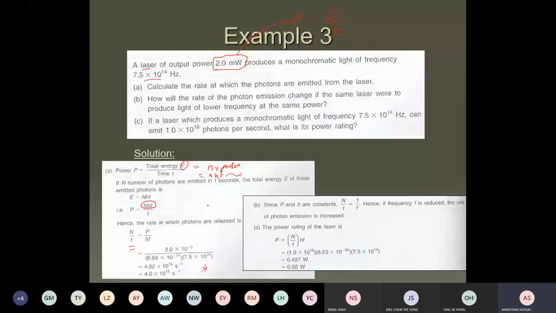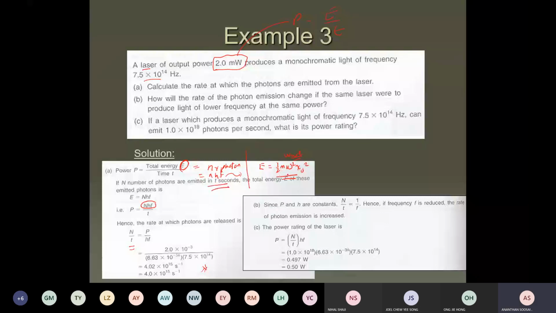Something new for the first time. Energy is Nhf. Last time, for the energy of a wave, we normally put, you still remember in SHM, the oscillating energy half m omega squared x naught squared. This is the energy of a wave. This is your wave idea. But now the new idea, Einstein saying that the energy is in terms of photons, so it's Nhf.